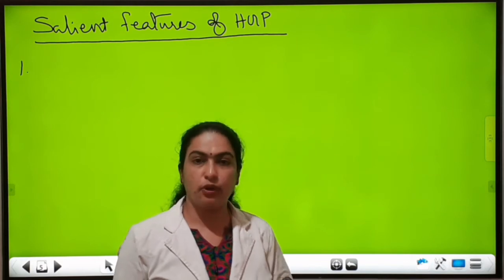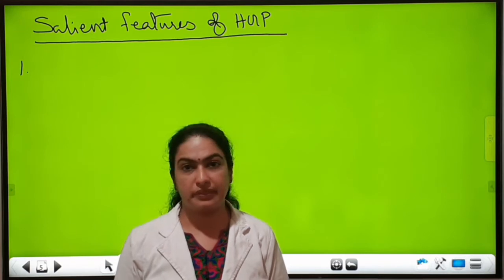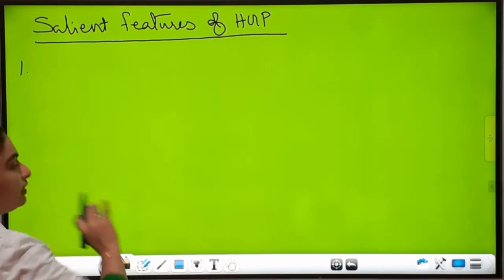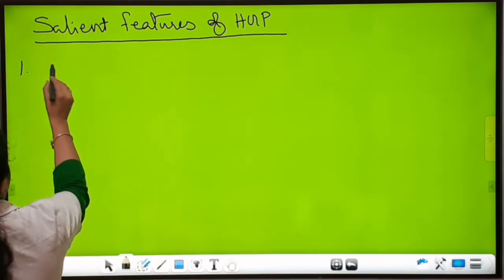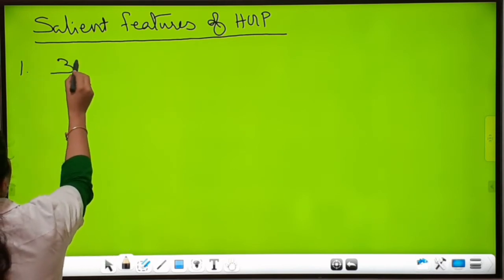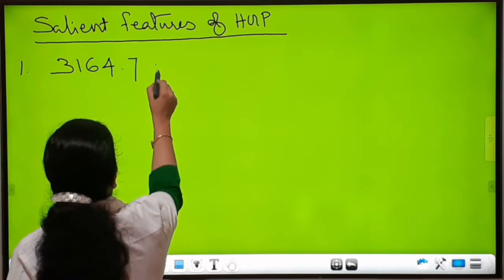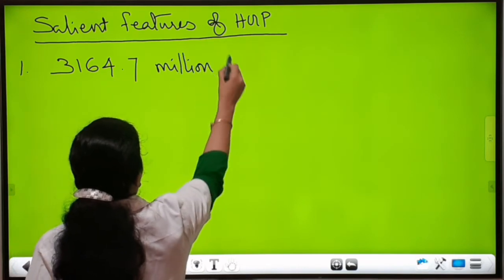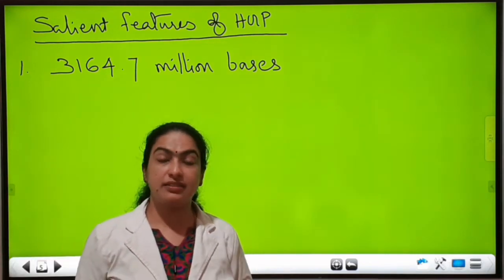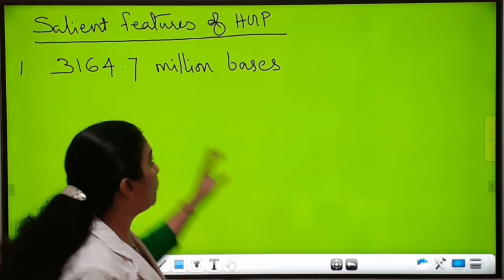So actually bases are there. Okay, not base pairs, only bases. So into two, that is the base pairs. So how many bases are there?